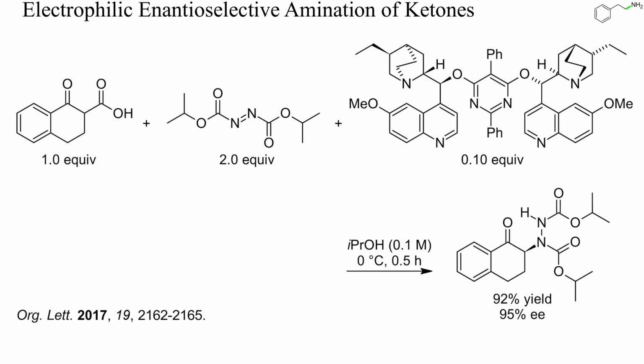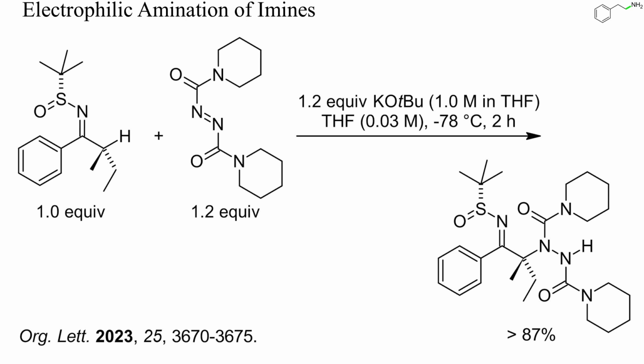Also, azodicarboxylates can aminate ketones. Here the ketone was further acidified by a carboxyl group. With 10% of a chiral diamine, the amination proceeded enantioselectively. Here a ketone-derived imine was aminated diastereoselectively with an azodicarboxamide and a slight excess of a strong base.